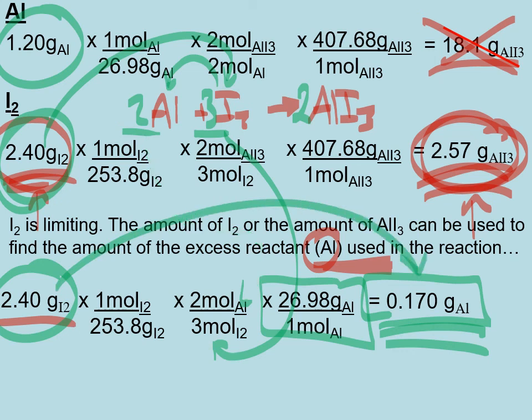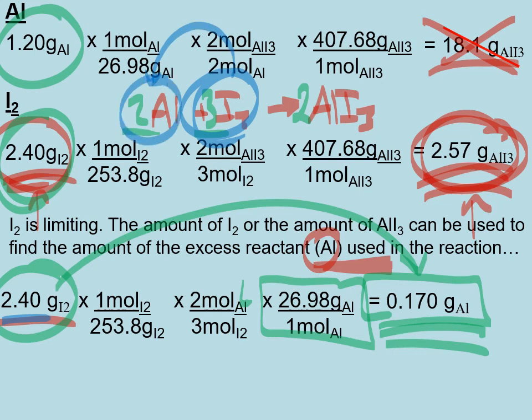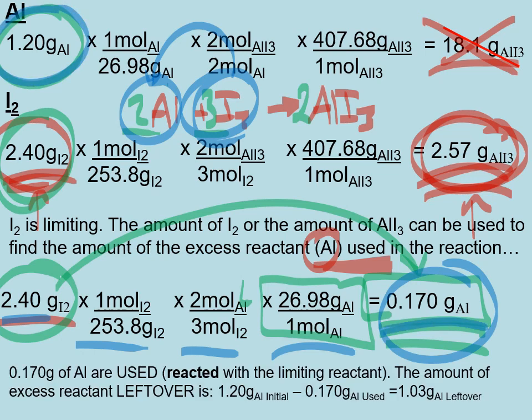If we look at the chemical equation, let me clear this up a little bit here. We know how much iodine we used because it was the limiting reactant, 2.4. We need to convert to moles, and then we can go from moles of iodine to moles of aluminum. So that's what this is doing here. And then we want to convert to mass because we want to do our calculation in grams. So we have found out that there is 0.710 grams of aluminum actually used. We started with 1.2. We used 0.71. So it's just a matter of doing a quick subtraction there. We start with 1.20 grams of aluminum. We used 0.70 grams of aluminum, so there must be 1.03 grams of aluminum left over.